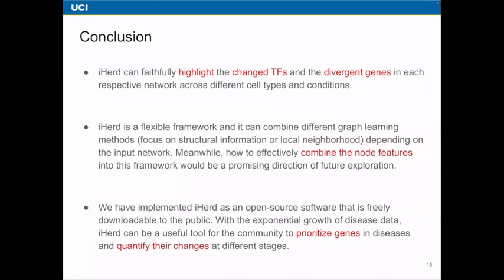So after a lot of analysis and experiments, we can draw the conclusion that iHerd can faithfully highlight the changed TFs and the divergent genes across different cell types and conditions. And with the exponential growth of disease data, iHerd can be a useful tool in this field.